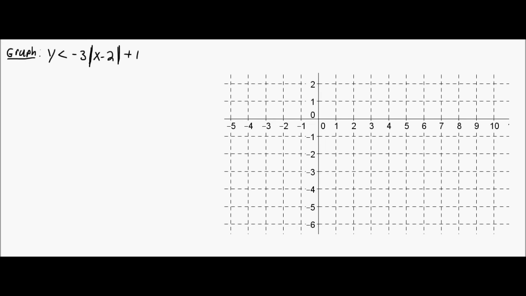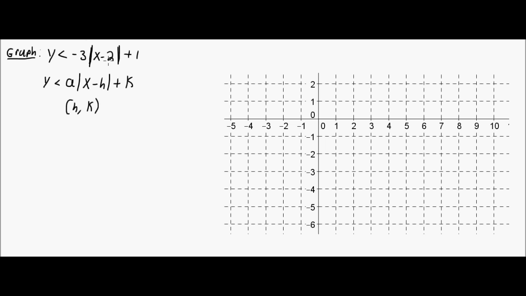Okay, in this video I'm asked to graph the inequality y is less than -3 times the absolute value of x minus 2, plus 1. You may recall that in HK form I would have the absolute value of x minus h, plus k, where h is the x component of the vertex and k is the y component of the vertex.